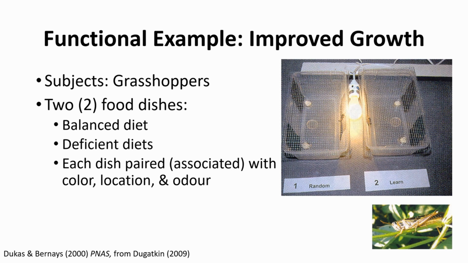And so for our setup here, we have two different types of food dishes. We could have a balanced diet, basically food pellets that would give them all of the nutrients they needed to grow in a balanced way. And then we'd have deficient diets, so diets that were lacking some nutrients, so they would eat it, but it wouldn't give them all of the things that they need to grow strong and big. And then we could have each dish paired or associated with a particular color or location or odor that they could then potentially learn about.